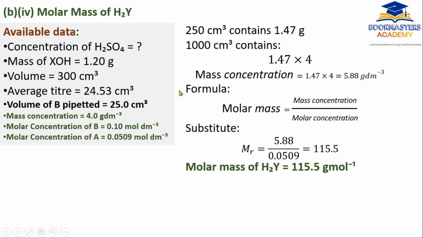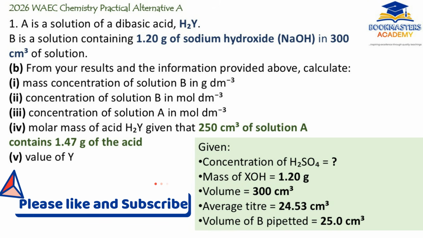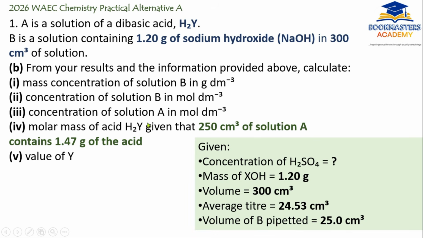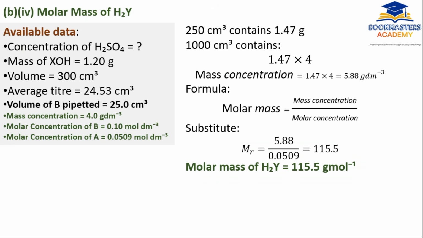But going down a little bit, you would see that in part IV, when they asked for H2Y, they provided information. They said we should calculate the molar mass of H2Y given that 250 cm cube of solution A contains this. So instead of giving us this information initially, they are giving it to us now. This is just to confuse you. When you know this, then your solving becomes easier.